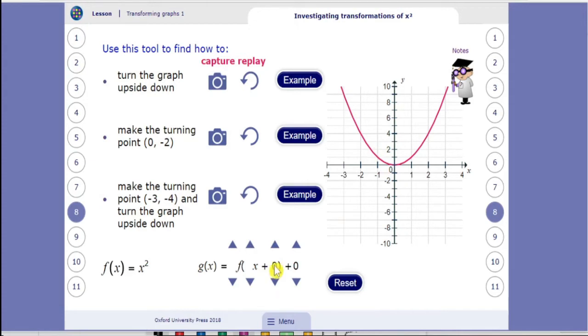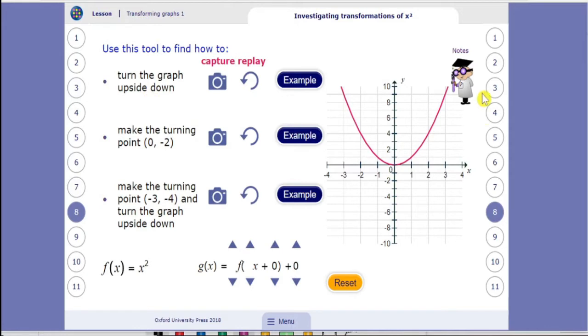If you add or subtract something in the input, it's translation forwards or backwards. If you add, it's translation backwards. If you subtract, it's translation forwards. Similarly, this number gives you a translation in the vertical direction. So let's reset that. And the question is, turn the graph upside down.